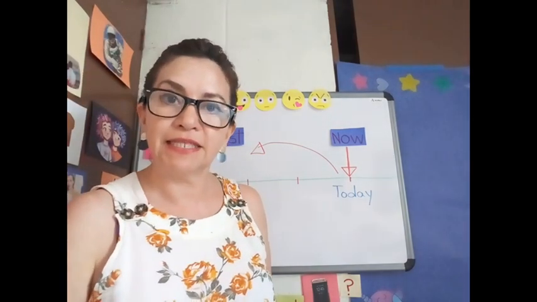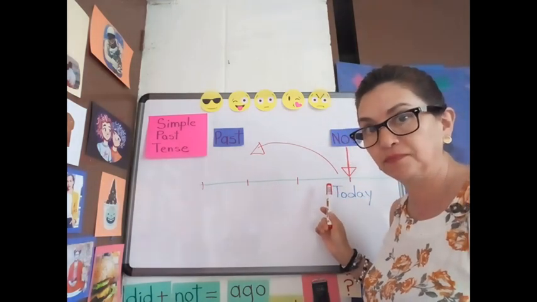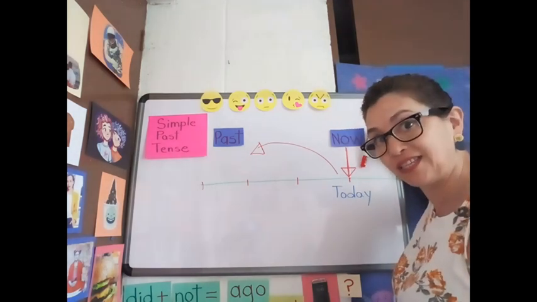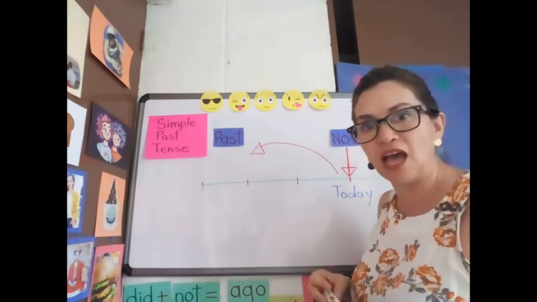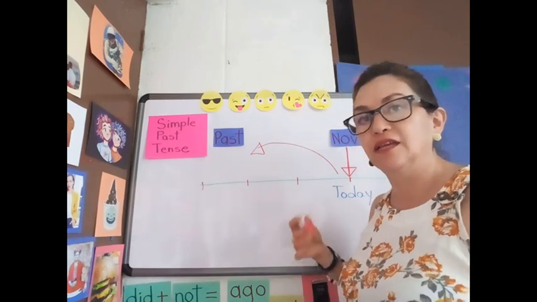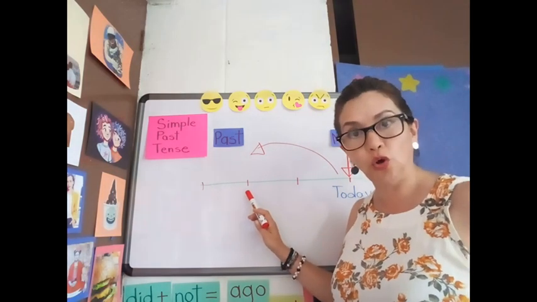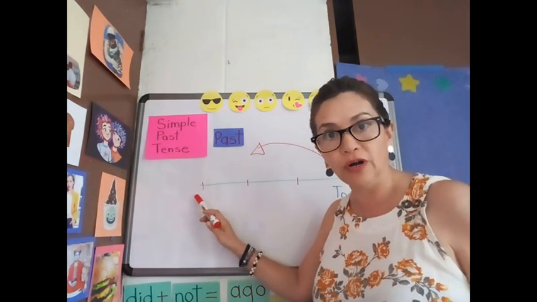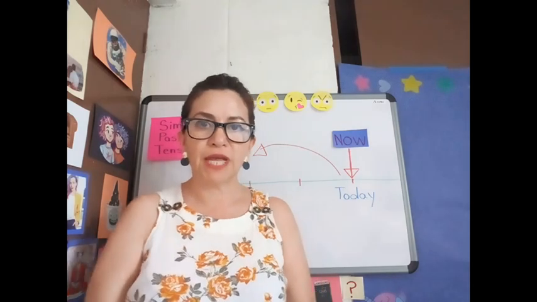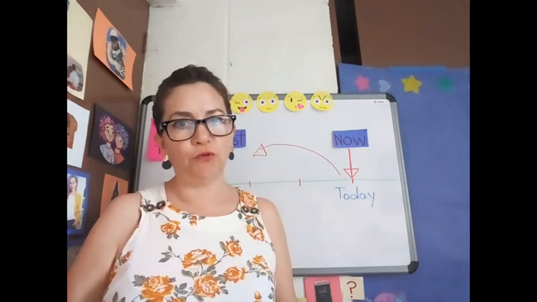Let's see this timeline. This green line is the time. Today, now, is the present. Anything that happened before now, before today, happened in the past. Something can have happened in the morning, or yesterday, or last week. The simple past is used to talk about things that happened in the past and were completed before now.